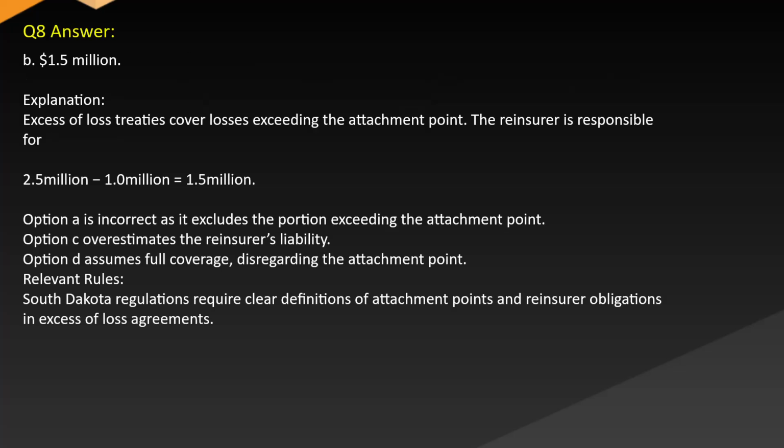Answer: B. $1.5 million. Explanation: excess loss treaties cover losses exceeding the attachment point. The reinsurer is responsible for $2.5 million minus $1.0 million, which equals $1.5 million. Option A is incorrect as it excludes the portion exceeding the attachment point.